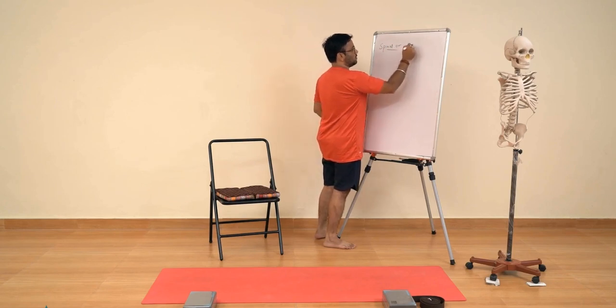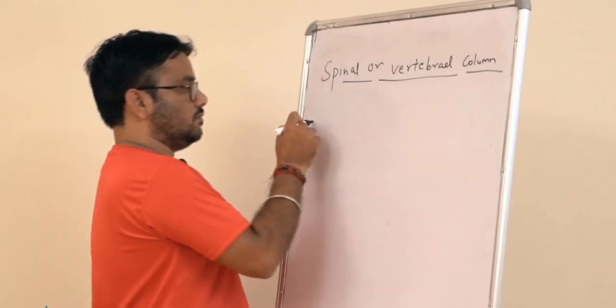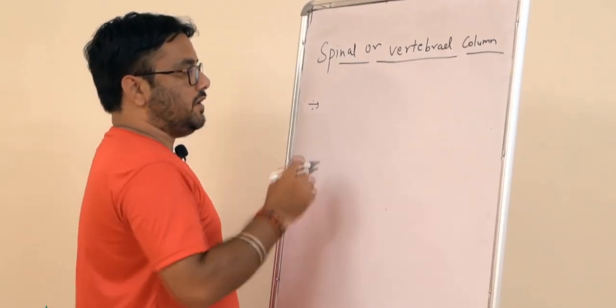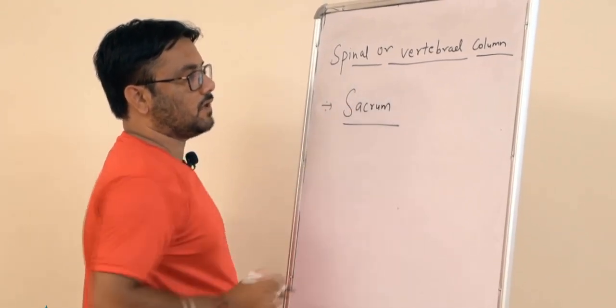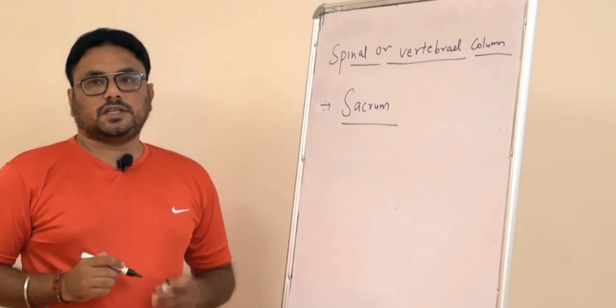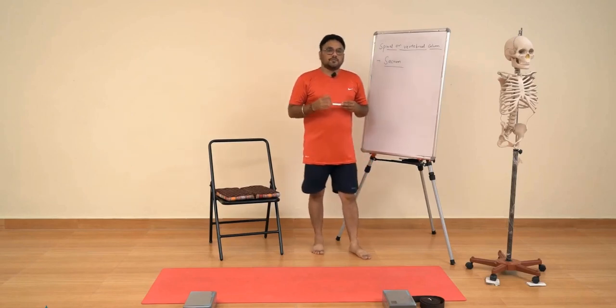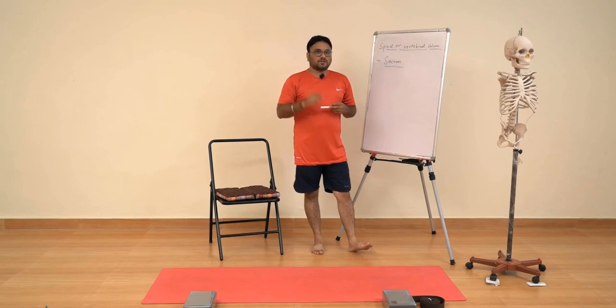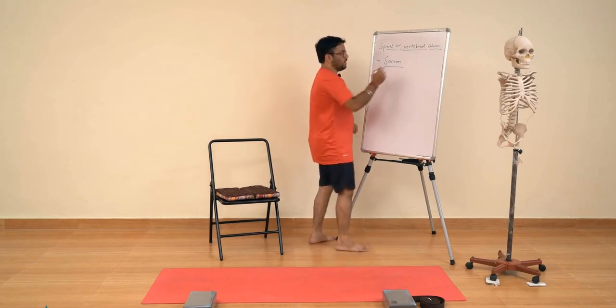The spinal or vertebral column. So today we are going to talk about the sacrum. The sacrum is just after the lumbar spine. Some people consider it as one bone because it is fused. Some people consider it as 5 bones too. So S5, fused vertebrae.